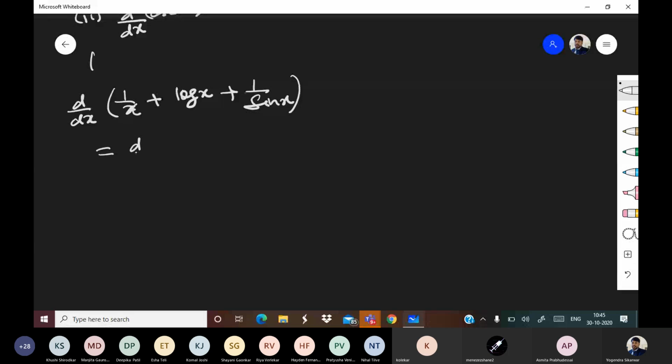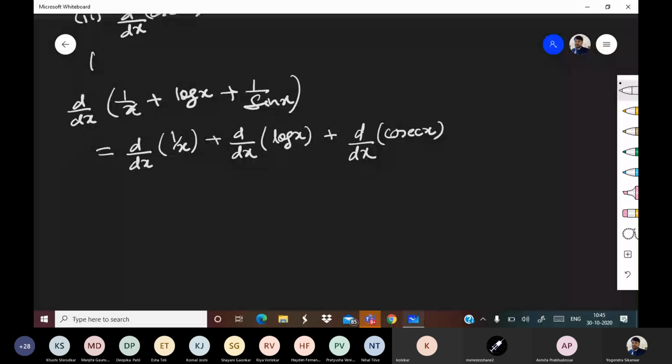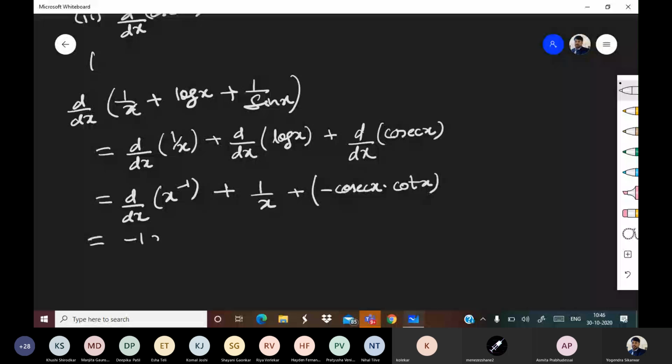So that will be d by dx of 1 upon x plus d by dx of log x plus d by dx of cosec x, because 1 upon sin x is cosec x. So 1 upon x will be minus 1 upon x square, or let me show it to you. D by dx of x to the power minus 1 plus differentiation of log x will be 1 upon x plus differentiation of cosec x will be minus cosec x into cot x. Now differentiation of x to the power minus 1, so minus 1 x to the power minus 2, plus 1 upon x minus cosec x into cot x. So this will be the answer. Dy by dx will be this.